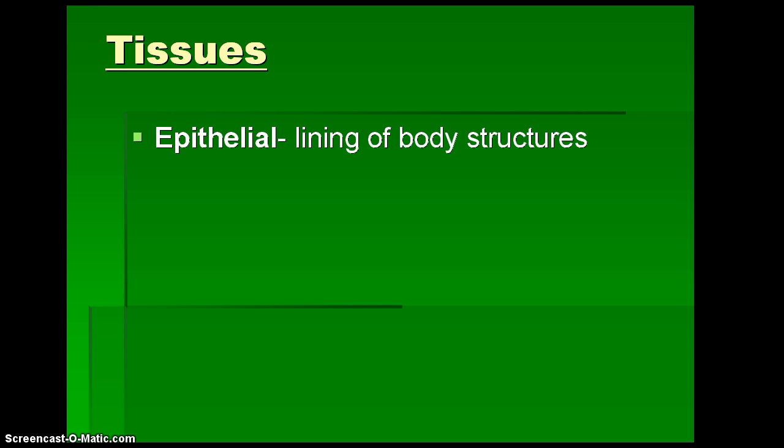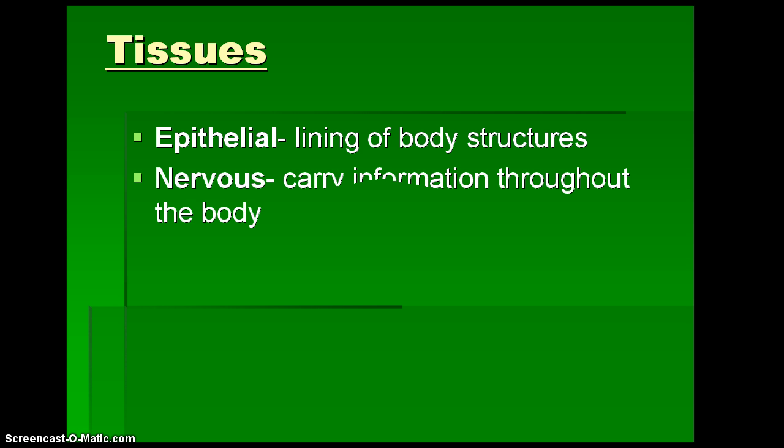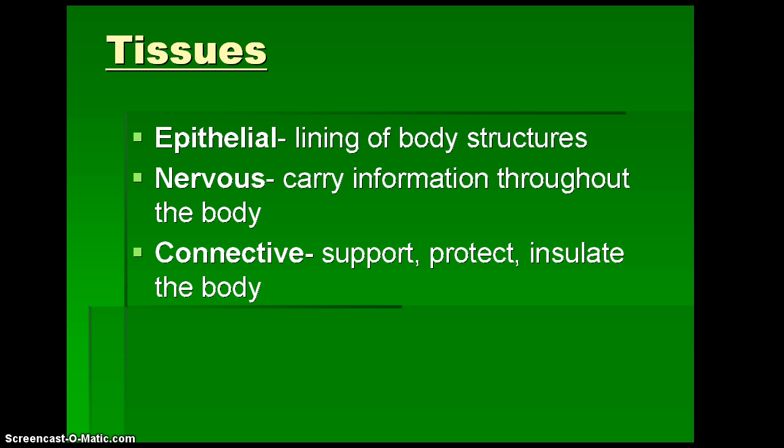Moving right up our structural organization list, you will see we have tissues. There are four major types of tissues. We have epithelial tissue, nervous tissue, connective tissue, and muscle tissue. Starting with epithelial tissue, it is primarily found on the lining of body structures. Nervous tissue is primarily used to carry information throughout the body. Connective tissue is used to support, protect, and insulate the body, and the muscle tissues are primarily used for movement.